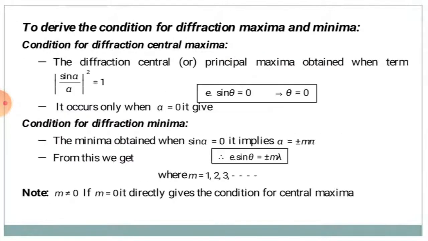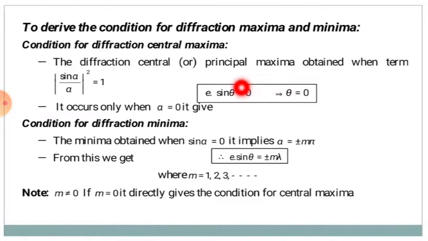Now let us see how to derive the conditions for diffraction maxima and minima. Here first we will see the condition for diffraction central maxima. The diffraction term (sin alpha by alpha) whole square gives the central maxima in the direction where alpha is equal to 0, or theta is equal to 0.